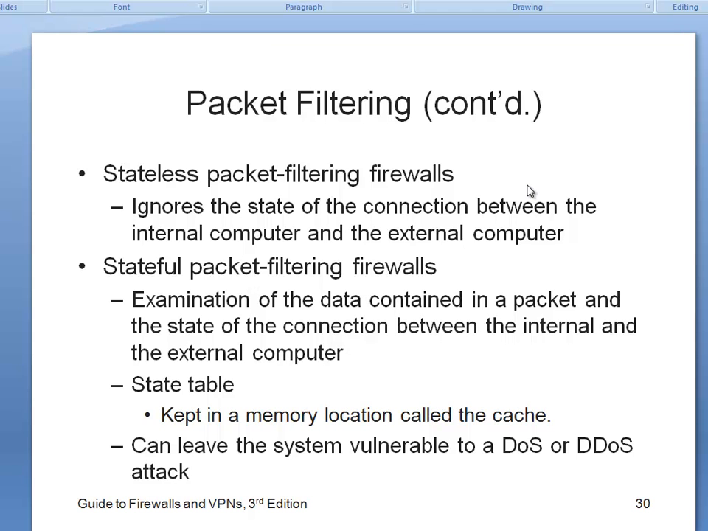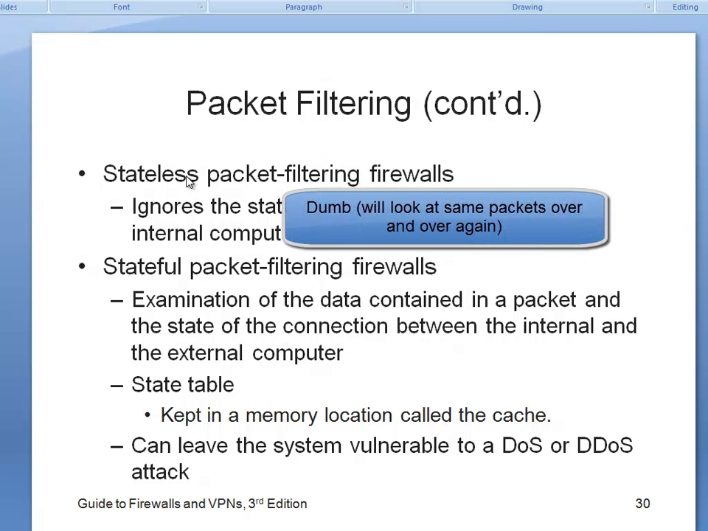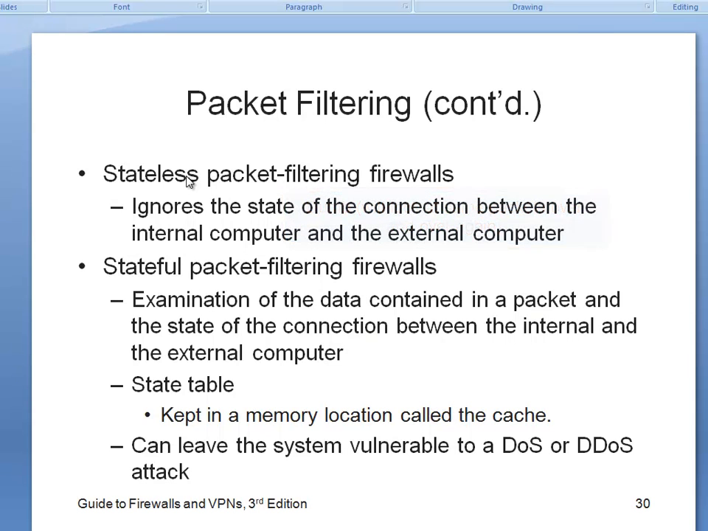And essentially, the difference between these is that a stateless firewall is a dumb packet filter. It doesn't remember any of the connections incoming or outgoing. So each time a packet comes in, it will be compared against all the firewall rules, and whichever firewall rule is the first to be matched, then that firewall rule will be, let's say, instantiated.